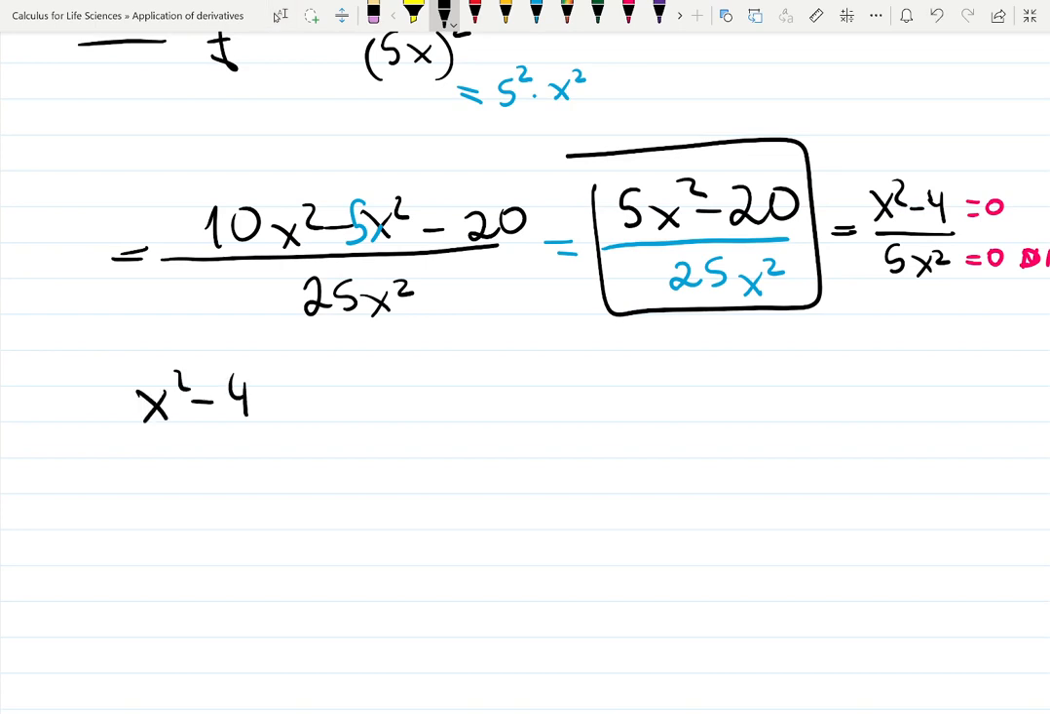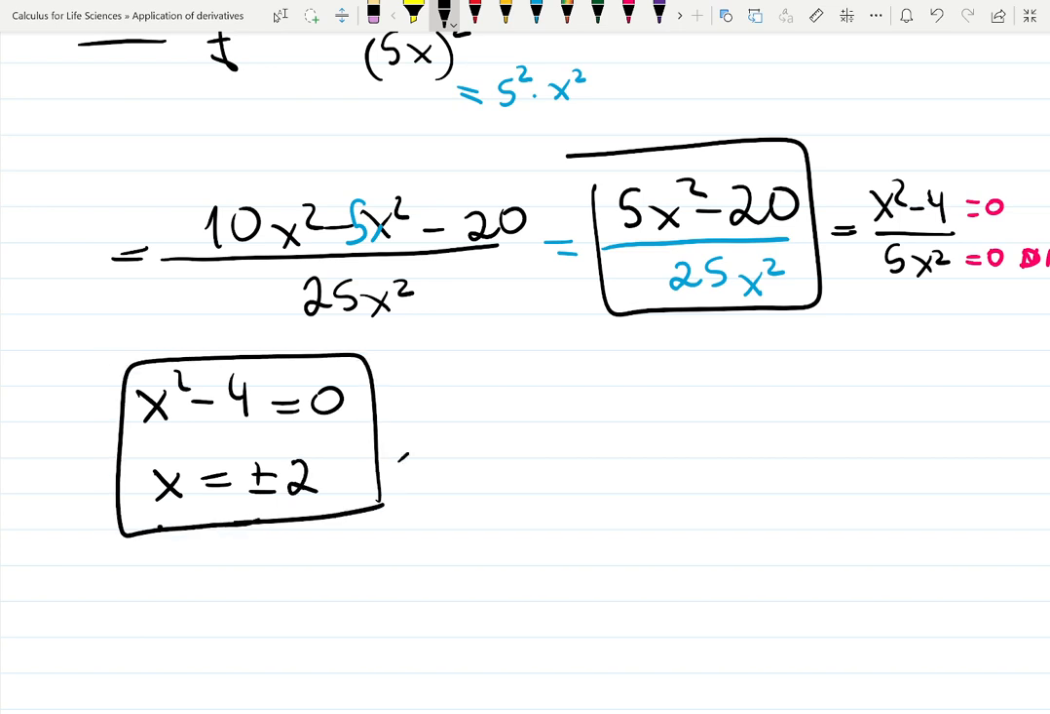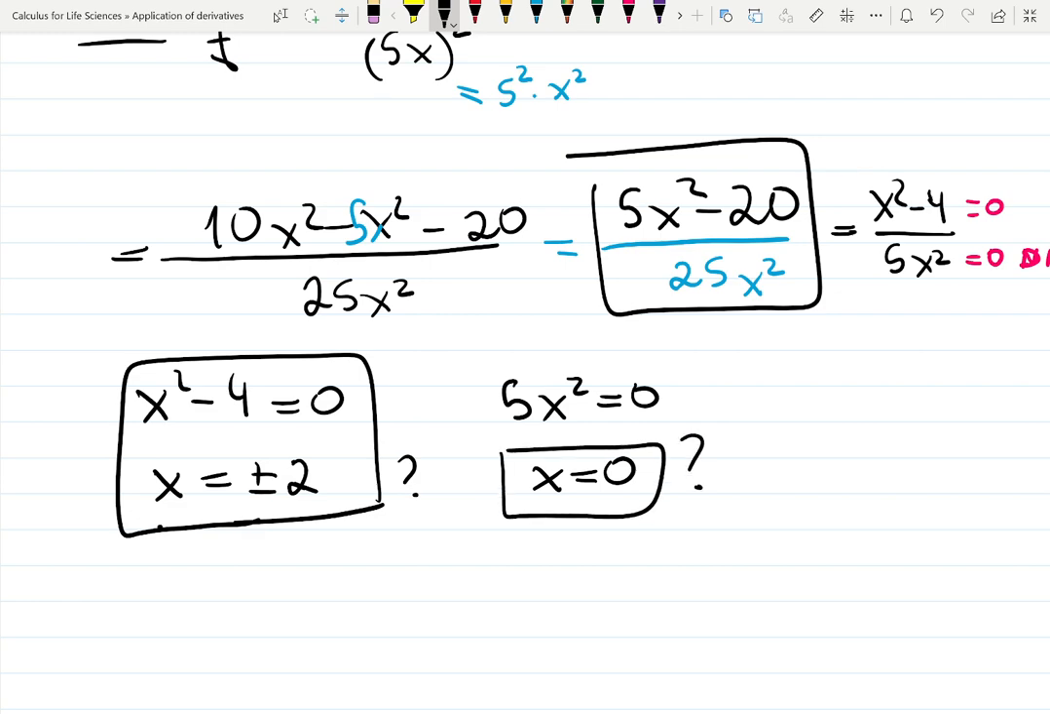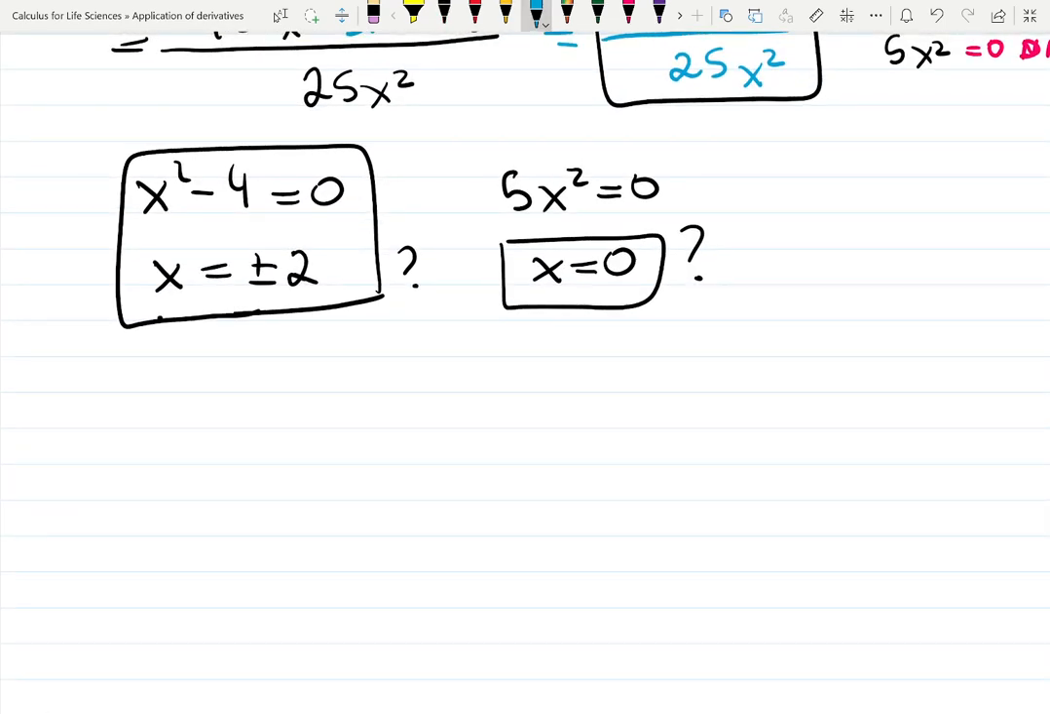x squared minus 4 equals 0 gives x equals plus or minus 2. These might not be critical points. Still a question, because we need to check they are on the interval we are allowed to work on. And also 5x squared equals 0 gives x equals 0. This is also a question. So I'm going to the domain. The domain was restricted to 1 to 5. Very interesting. They could actually do it from 1 to 1.5. Then there will be no critical points at all. So it's actually a scientist's choice how large the domain should be.